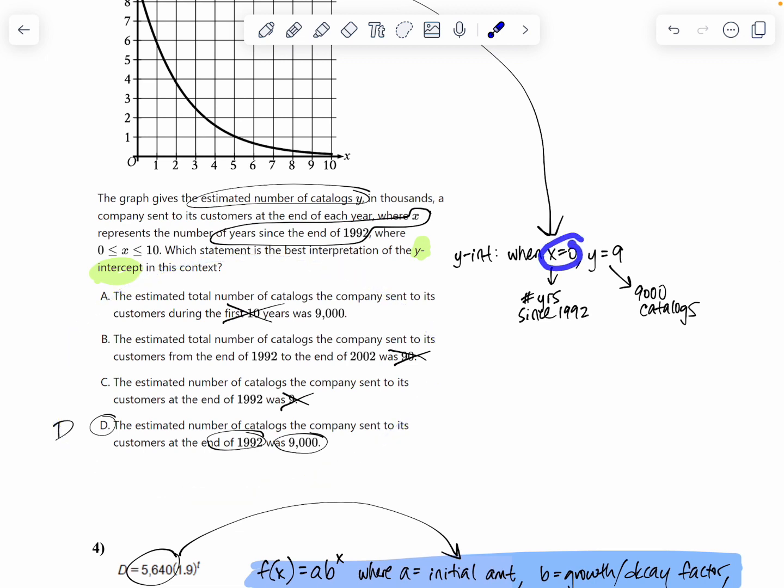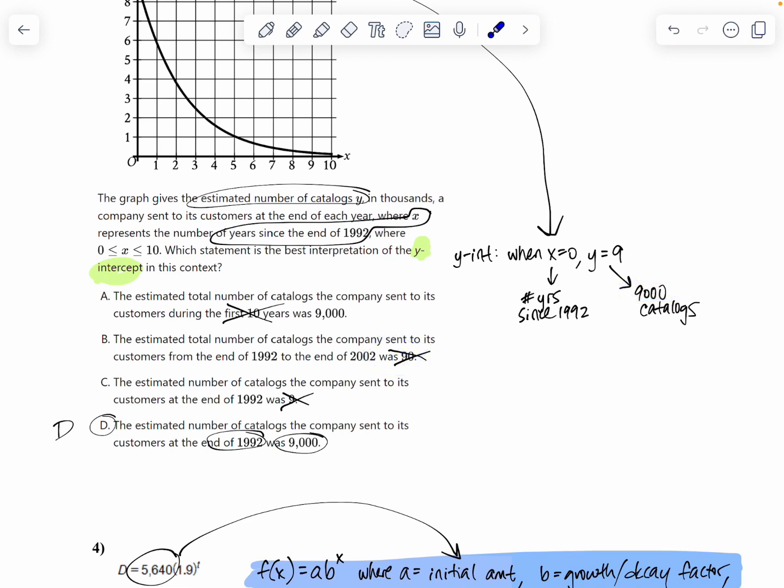When x equals 0, that is not 10 years after 1992. That's like after 0 years. That's the beginning or initial amount. So it's not during the first 10 years. I'm crossing that one out. Letter B, the estimated total number of catalogs was 99. No, it's actually 9,000. Okay, so that's not right.